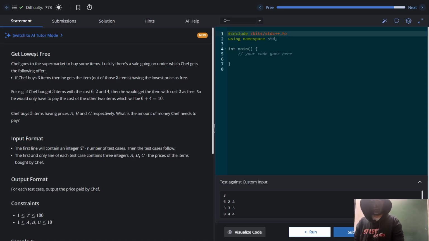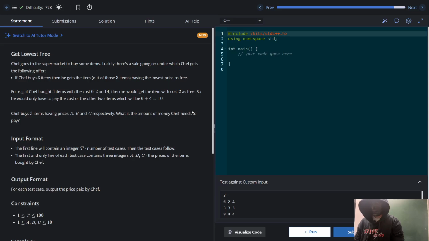So in this video I'll be explaining the problem Get Lowest Free. Chef goes to the supermarket to buy some items. Luckily there is a sale going on under which chef gets the following offer. If chef buys 3 items, then he gets the item out of those 3 items having the lowest price as free. For example, if chef bought 3 items with the cost 6, 2 and 4, then he would get the item with the cost 2 as free. So he would only have to pay the cost of the other 2 items, which will be 6 plus 4, basically 10. Chef buys 3 items having prices A, B and C respectively. What is the amount of money chef needs to pay?